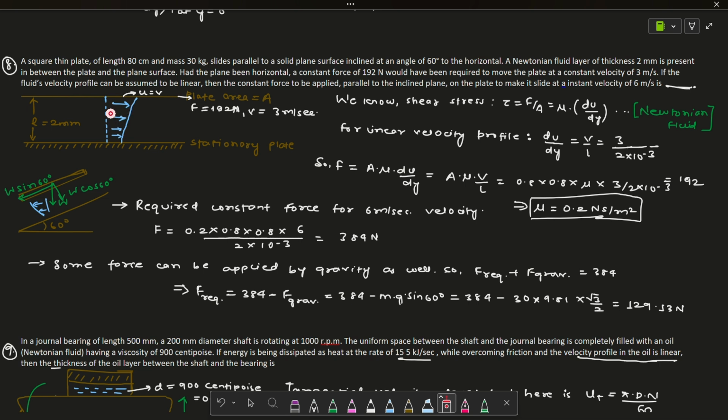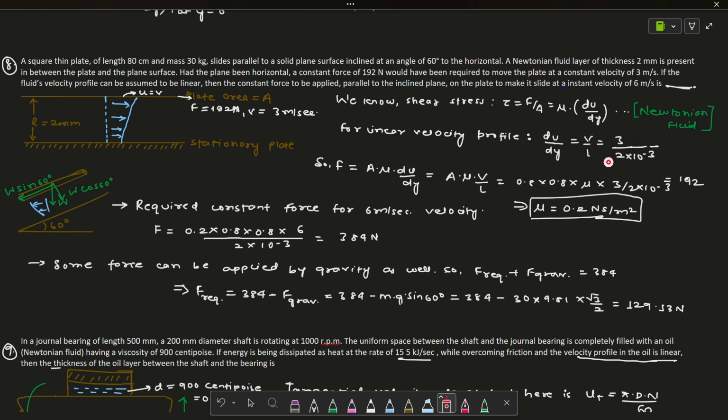So we will find it from the horizontal case, because in that case both the force and the velocity are given, but in this case only the velocity is given. Using that coefficient of viscosity we will find the force. Now, a Newtonian fluid is given, so shear stress is mu du by dy, and for a linear velocity profile du by dy equals V by L.